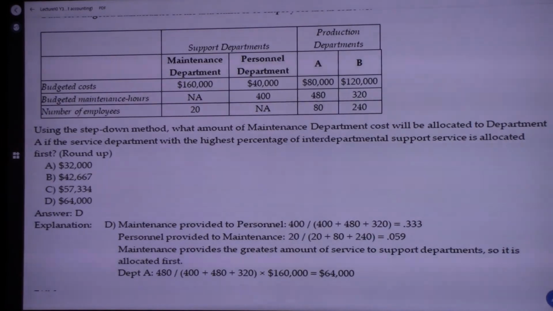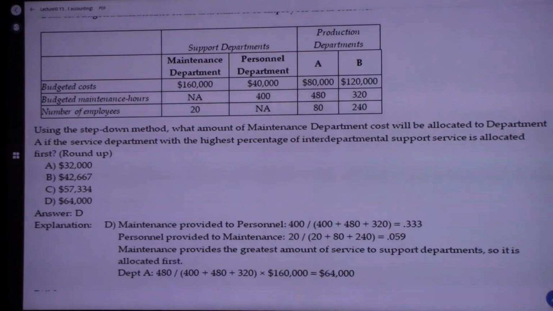Meaning that I'm going to divide the 480 machine hours allocated to department A by the total machine hours allocated to the 3 departments to reach a percentage. Then the ratio given, I'm going to multiply it by 160,000 US dollars. Do your math.